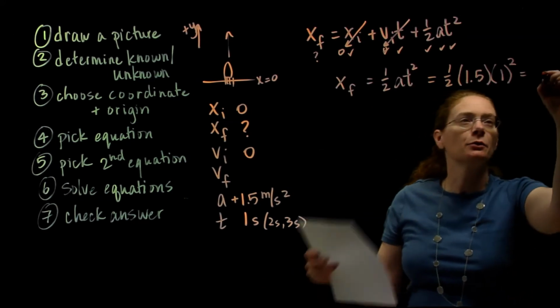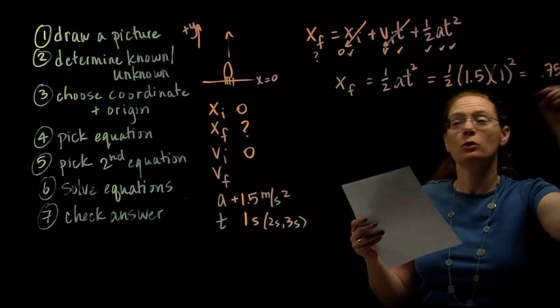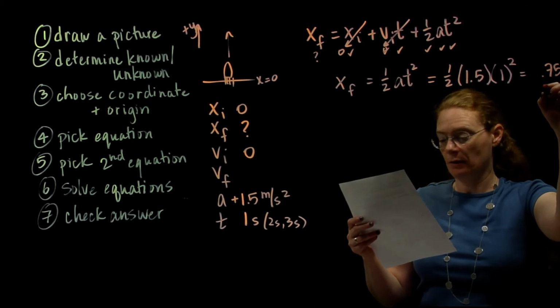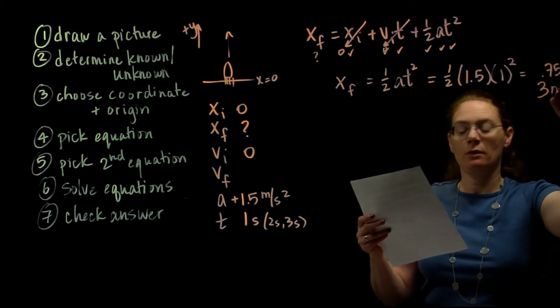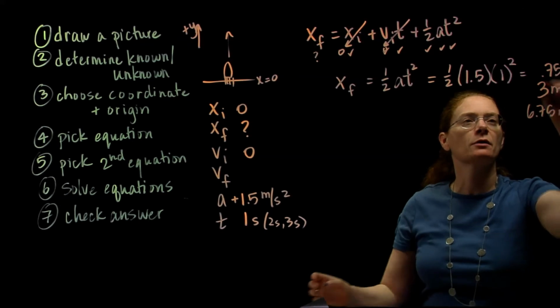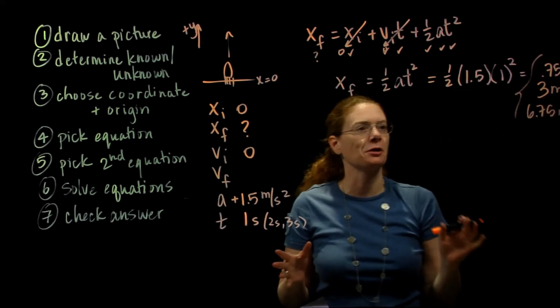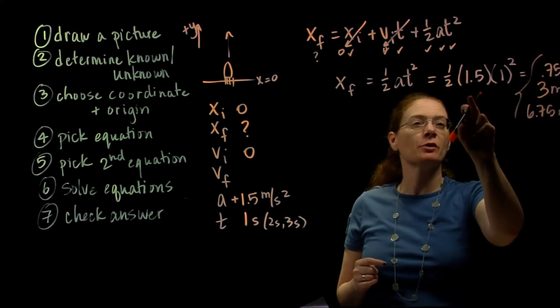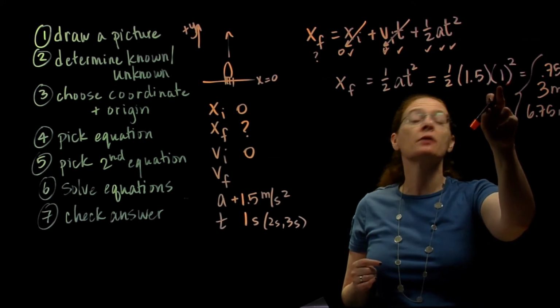And then the other 2 at time 2 seconds, so I put 2 in there, that's going to be 3 meters, and then at 3 seconds, it's going to be 6.75 meters. Okay, answered the first question. This gives me meters per second squared times second squared ends up with meters.